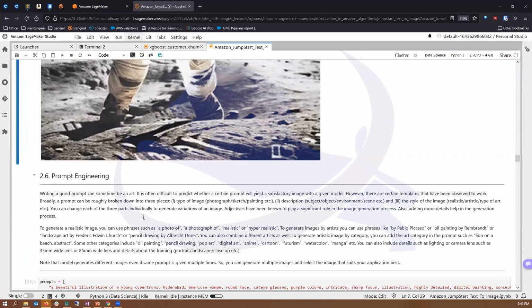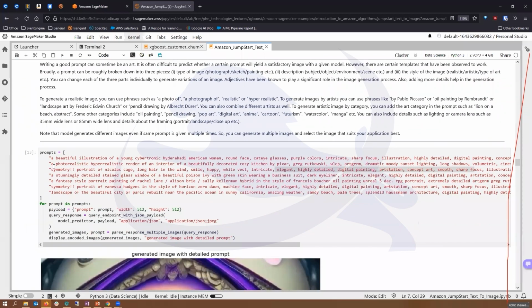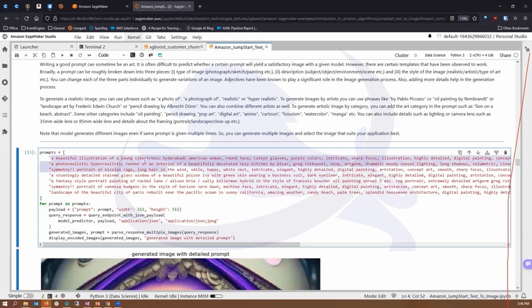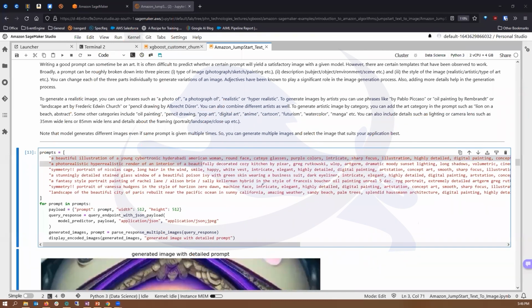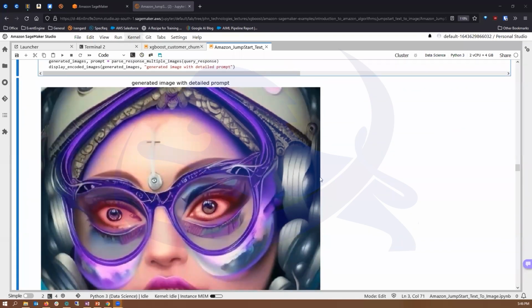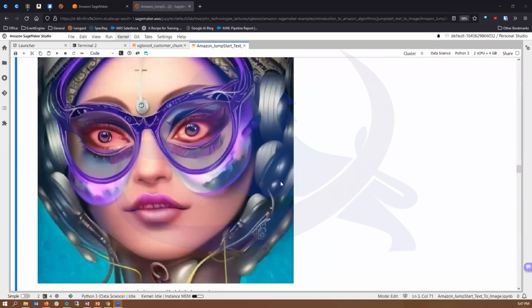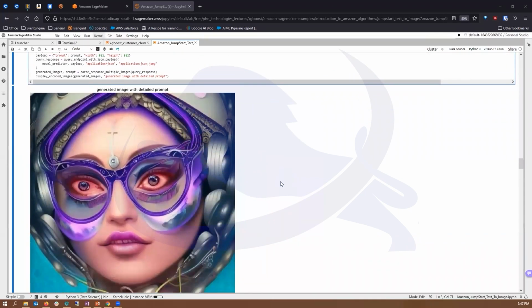Let me show you some different examples. I gave it a list of texts, one after another, to generate images. The first was a beautiful illustration of a young cybertronic Hyderabadi American woman with cat eye glasses, purple colors, and so on. For this particular text, this is the image which was generated, completely by the machine itself.